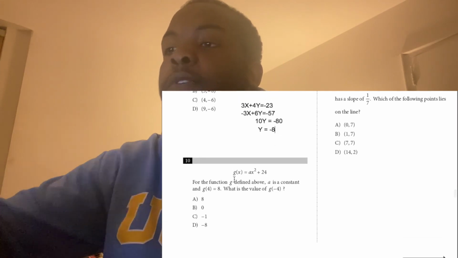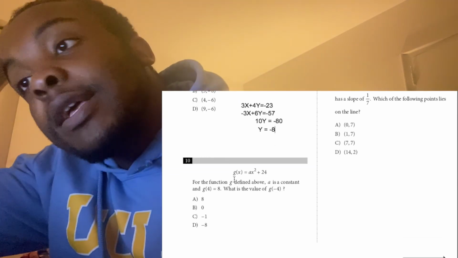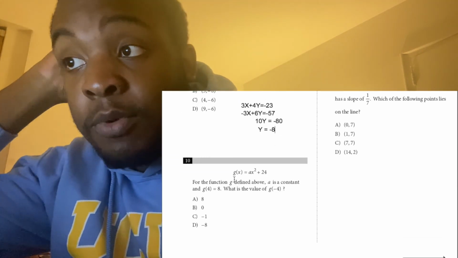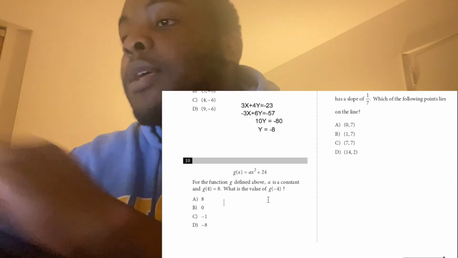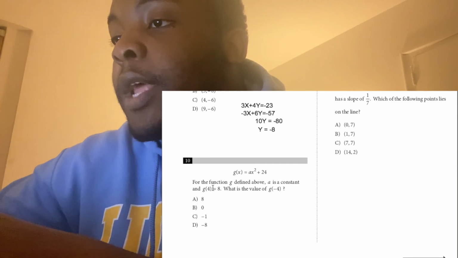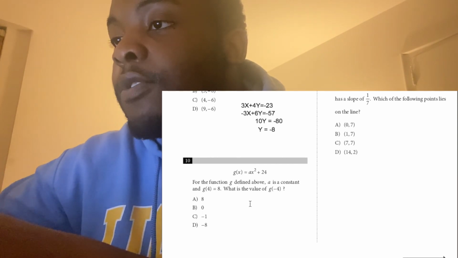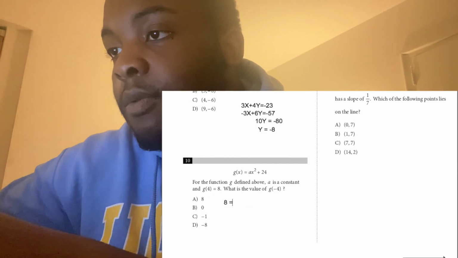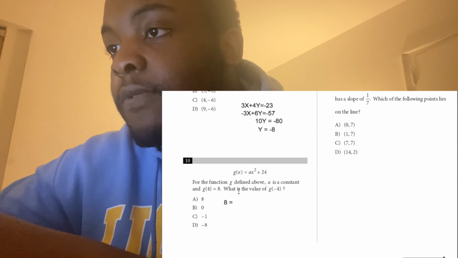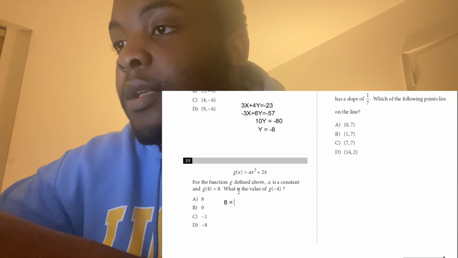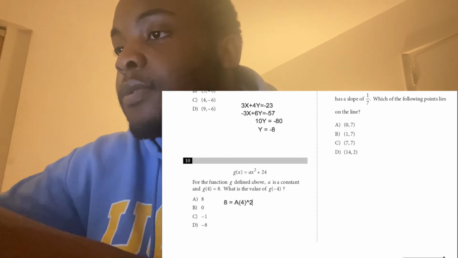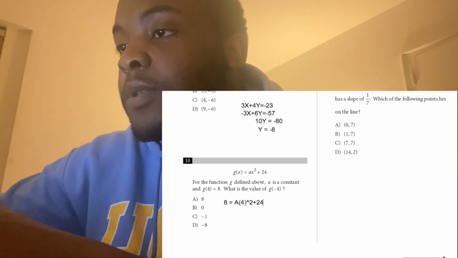Okay, for the function g defined above, a is a constant and g of 4 equals 8. What is the value of g of negative 4? Well, if g of 4 is 8, that's literally saying when x is 4, y is 8. This is y. G of x is y. So y equals 8. And then a just stays there. 4 is substituted for x. And now we have to solve for a.